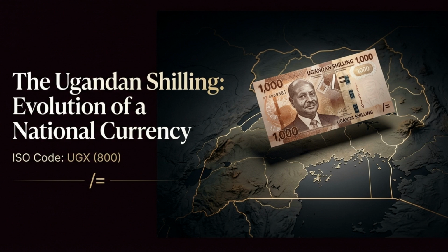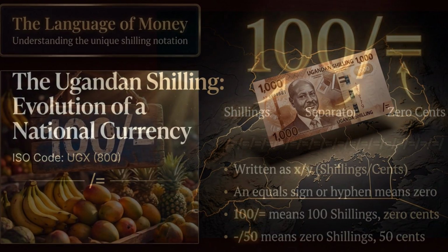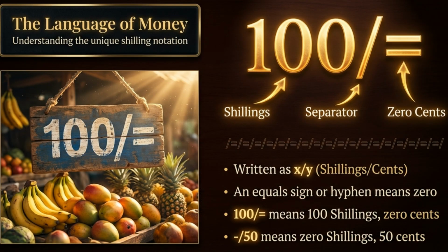Welcome to this video on the Ugandan Shilling, exploring the evolution of Uganda's national currency. The official ISO code is UGX, or 800. Let's explore the unique language of the shilling.